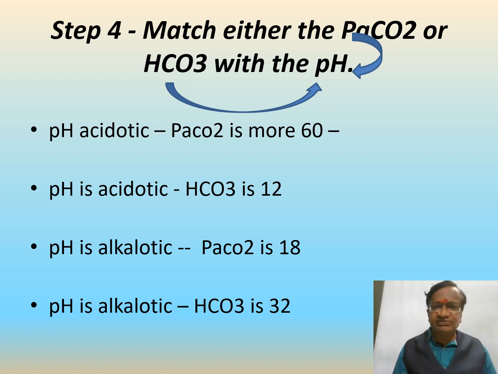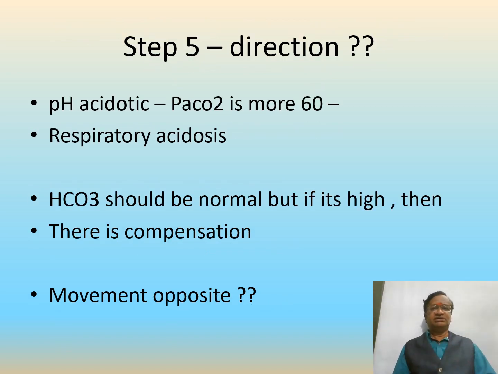Match either the PCO2 or HCO3 with the pH. PaCO2 is 60. Yes, pH is acidotic. This is what we need to match. pH is acidotic, PaCO2 is more than 60, so respiratory. But HCO3 should be normal, and if it is high, then there is compensation. Movement is opposite.